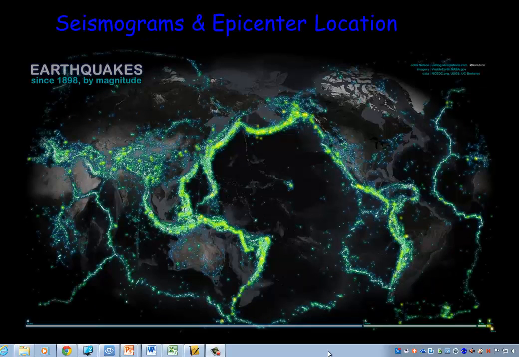Hello, and this is the last part of Unit 9. We're going to talk about epicenter location, where we need seismograms from 3 different stations, triangulation.